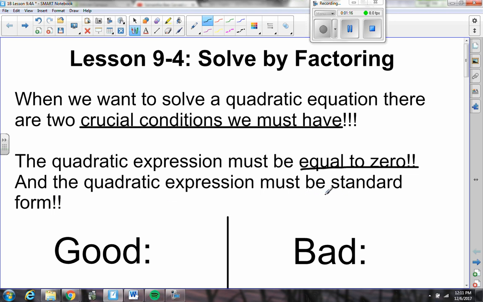Standard form, remember, means that x squared comes first, then the x, then the number. In that order, it has to go x squared, x, and then the number. That's standard form of a quadratic equation.